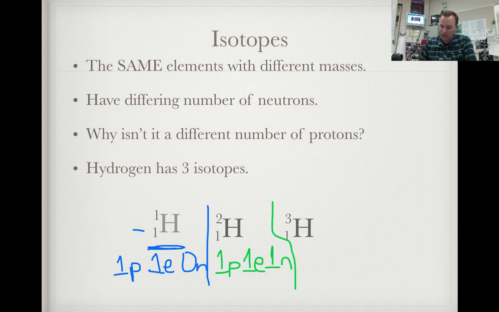So then that must mean that hydrogen 3 has 1 proton, 1 electron. That doesn't change. An isotope is a different number of neutrons. 3 minus 1 gives us 2 neutrons in this case. So that's an isotope: same element, different number of neutrons.